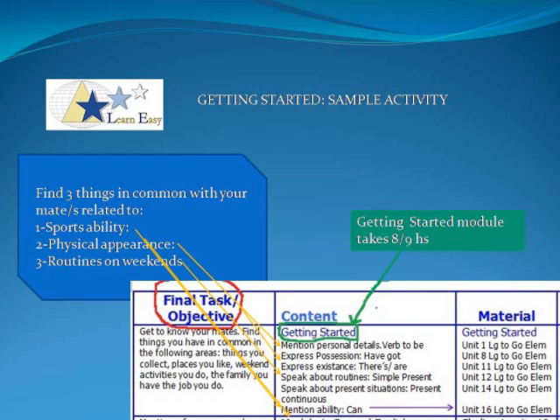We can ask our students to find 3 things in common with their mates related to sports ability, physical appearance, routines on weekends. With this activity, you'll be checking how students can use the structures listed in the content box. Can for sports ability, be and have got for physical appearance, simple present for routines on weekends.